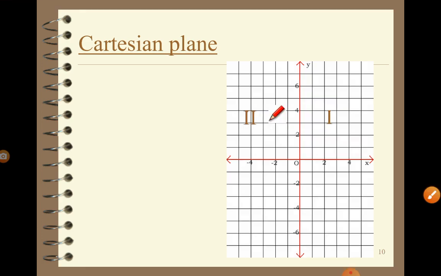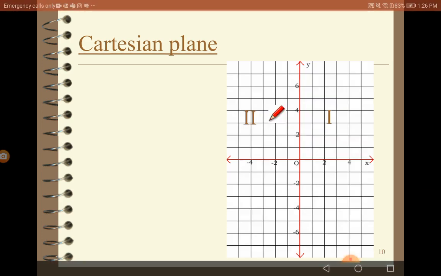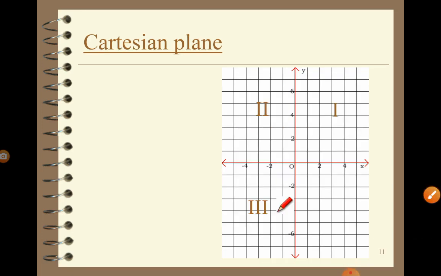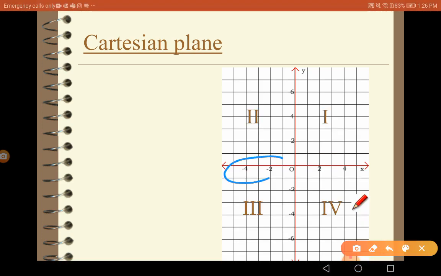While if we are moving to the second quadrant, here you can see the x-axis is negative while the y-axis is positive. The third quadrant, the third area, here we have the x values negative and the y-axis also negative. And the last quadrant is quadrant number 4. Here the x's are positive and the y's are negative.